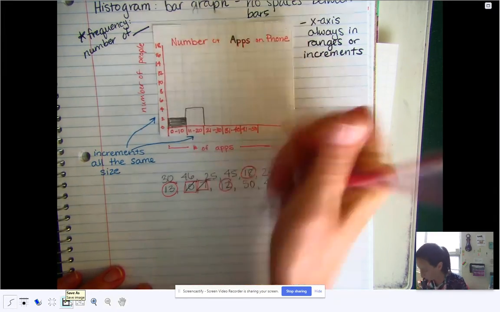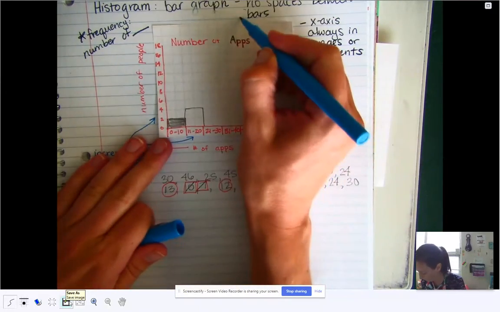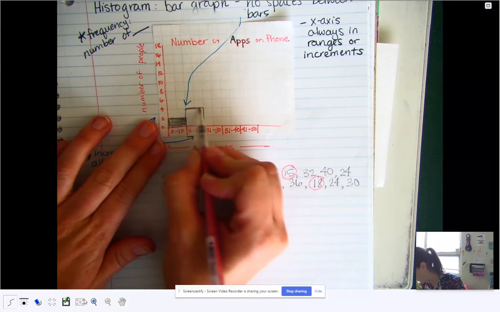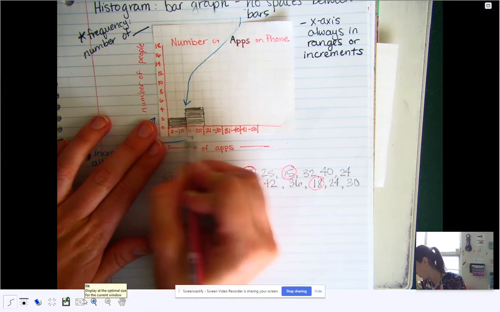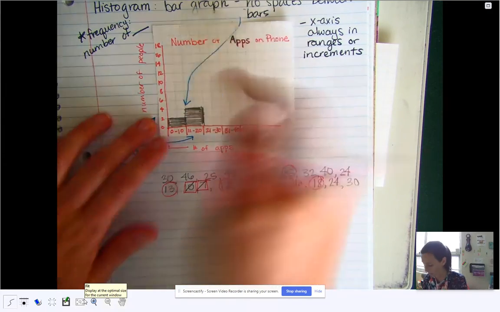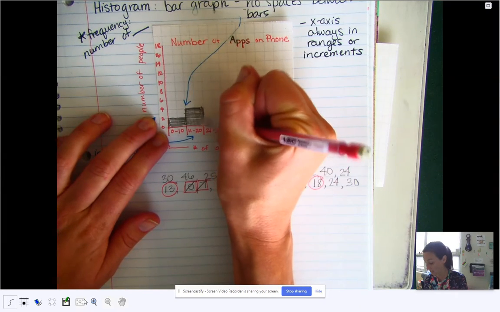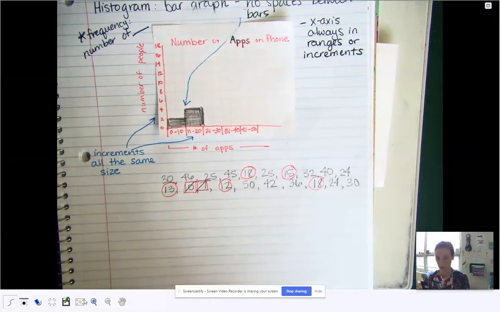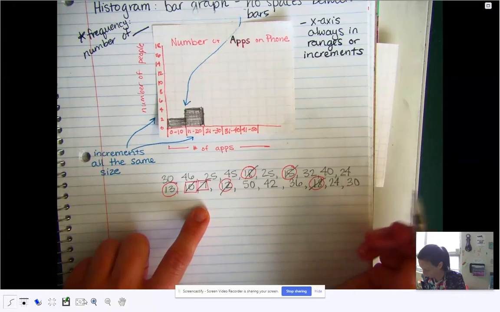Again, remember there's no spaces between the bars. So when I said that, this is what I meant, that they butt right up against each other. And we do that partially because the ranges right here go right into one another. So the data is continuous. There aren't gaps. It's not like red, blue, yellow, green, where they're totally separate things. So I had 4 there.